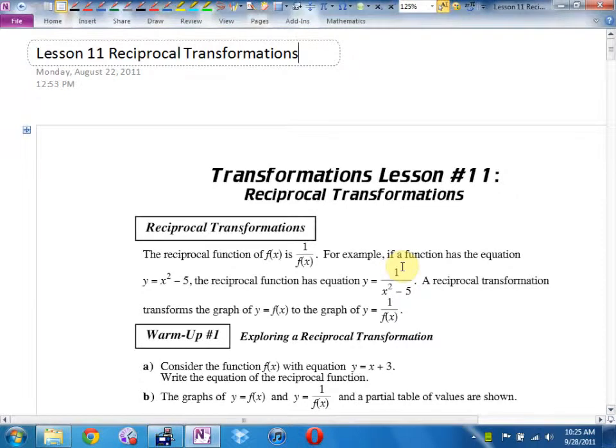Reciprocal transformation. Before I talk about the reciprocal transformation, I need to ask, what the heck is a reciprocal? So don't write this down, but what's the reciprocal of 3? 1 over 3. What's the reciprocal of 2 over 5? 5 over 2. What's the reciprocal of 1 over 3? What's the reciprocal of negative 1 over 3? Negative 3. Reciprocal means flip the number, flip the fraction.